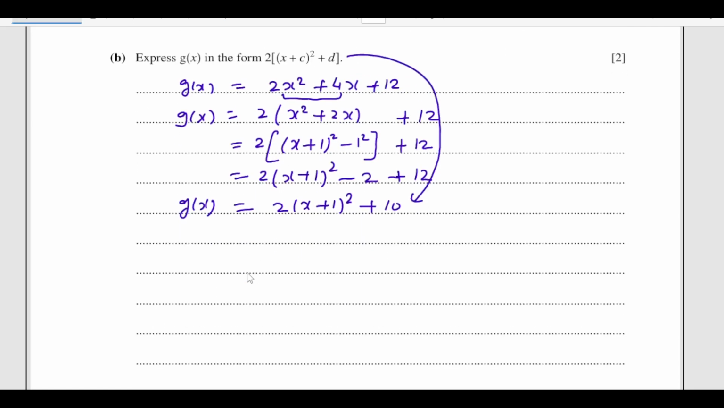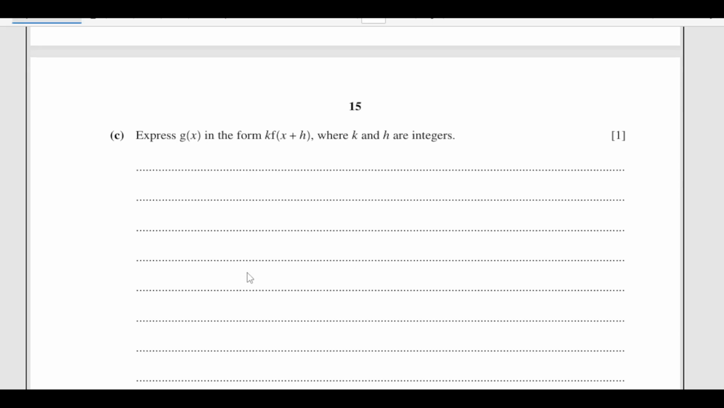Okay, now the next one, express g(x) in terms of k f(x) plus h. So this is a bit tricky, so let me rewrite both of them here. We will use the forms that we have in parts A and B. From part A we have f(x) is equal to (x minus 2) squared plus 5, and g(x) is 2 into (x plus 1) squared plus 10. This is what we have.